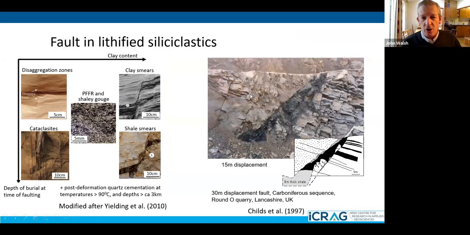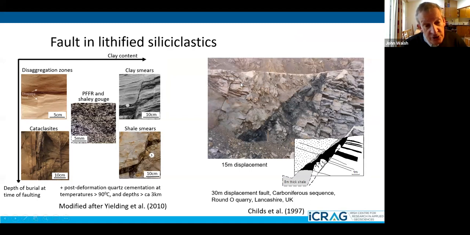Yeah. We can even look at rocks which were lithified. So they were proper rocks when the fault happened. Here's a normal fault. And I should say, I'm always talking about normal faults. I mean, that's what the title of the talk is. And all of these examples that I'm looking at are normal faults within sedimentary basins.